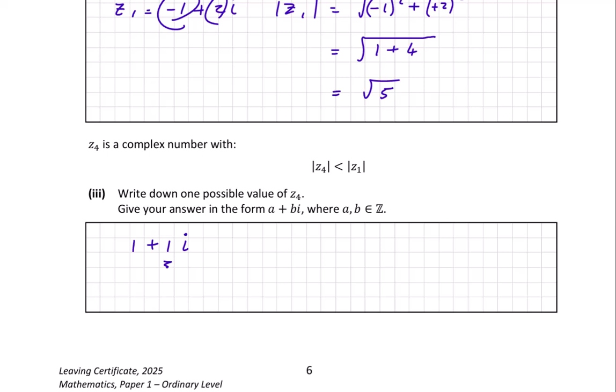So this is Z4. The modulus of Z4, you don't have to do this, but just to check it, would be the square root of 1 squared plus 1 squared. So that's the square root of 2. And the square root of 2 is smaller than the square root of 5. So this is my answer here, 1 plus 1i.